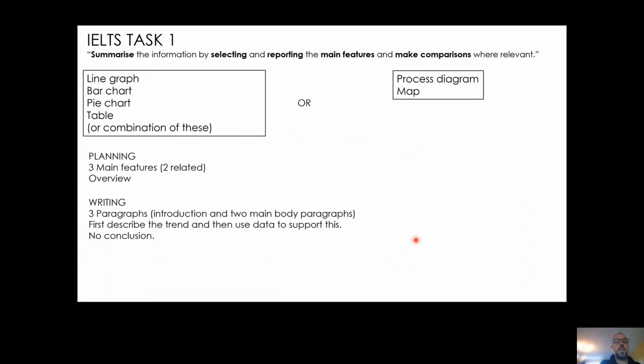I'll then move on and discuss how you plan this type of response with two different kinds of maps, and then I will demonstrate how you go through the writing process.